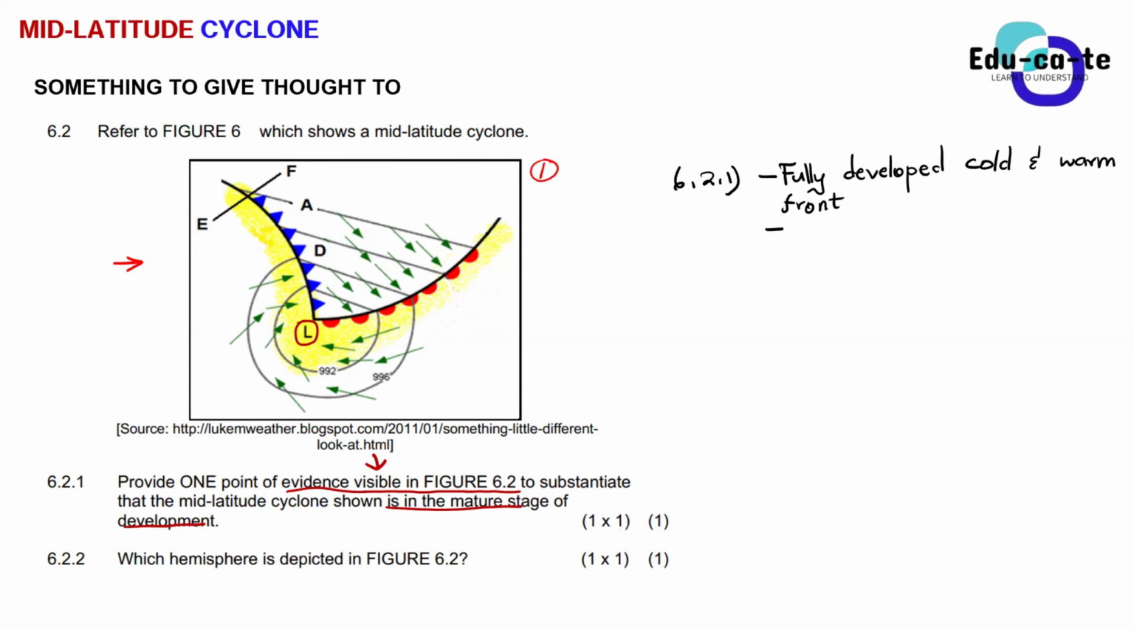Well, it's not really an evidence because even at the occluded stage it curves too much. So we want something that is specific to the mature stage.